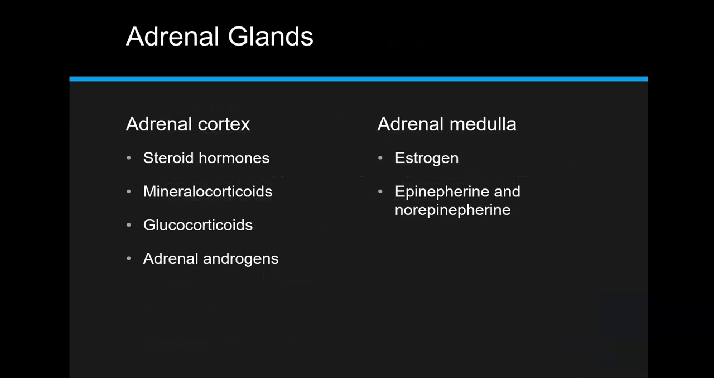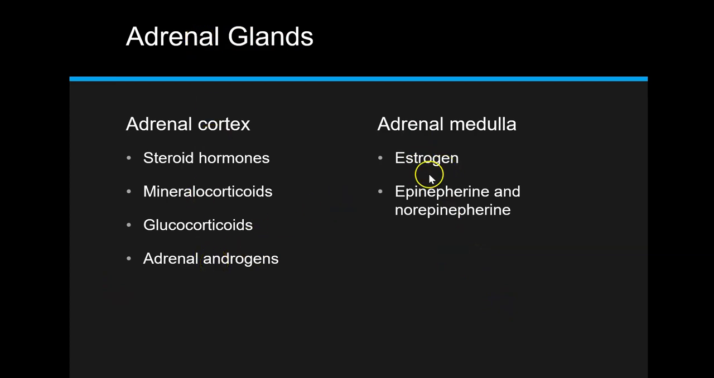So let's get back to the adrenal glands and the HPA axis. Your adrenal cortex produces your steroid hormones, your mineralocorticoids, glucocorticoids, and your adrenal androgens. And we're going to cover all of these here in just a second. Your adrenal medulla produces your estrogen and then epinephrine and norepinephrine. So yes, the adrenal glands can produce androgens like testosterone and estrogen.